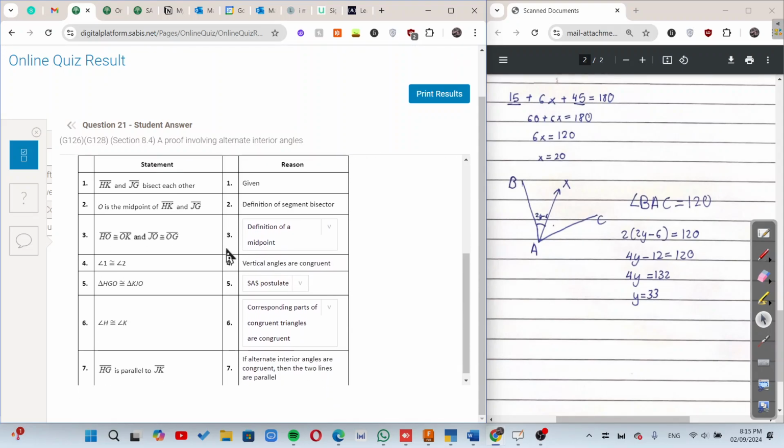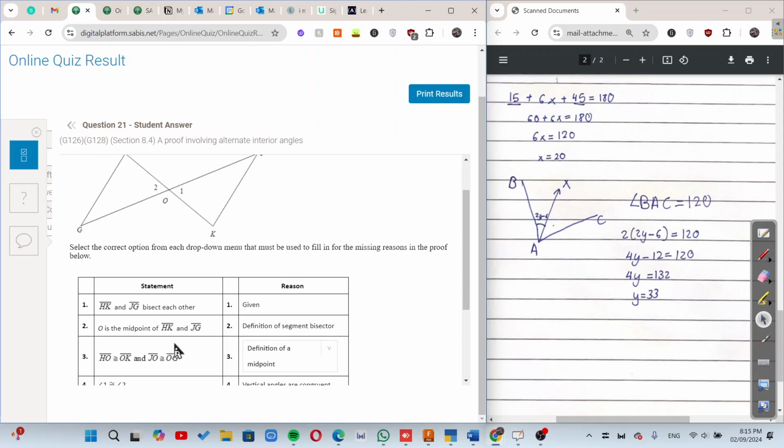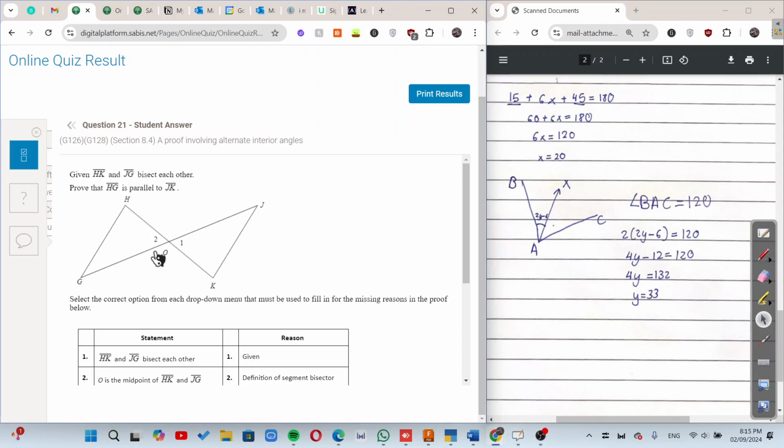Okay, so for this question, it's statements and reasons. First, they tell you that HK and JG bisect each other. This is given. O is the midpoint of HK and GJ. It's the midpoint because they're bisecting each other at O, so it is a segment bisector. This here is given. Now, HO and OK are congruent to JO and OG.